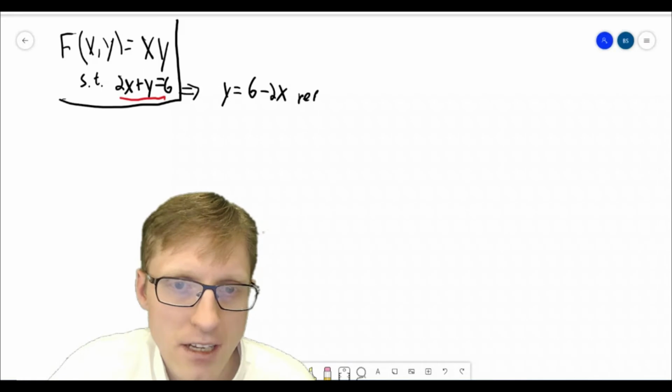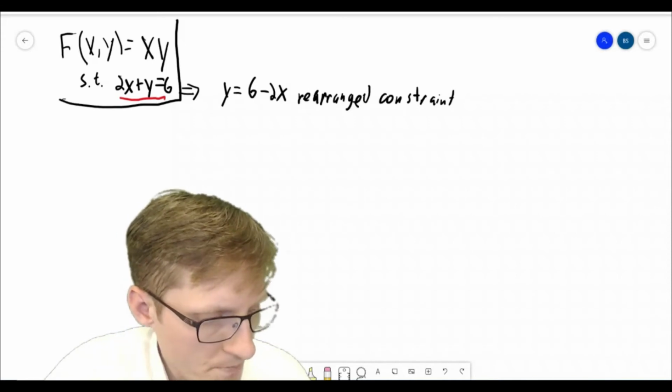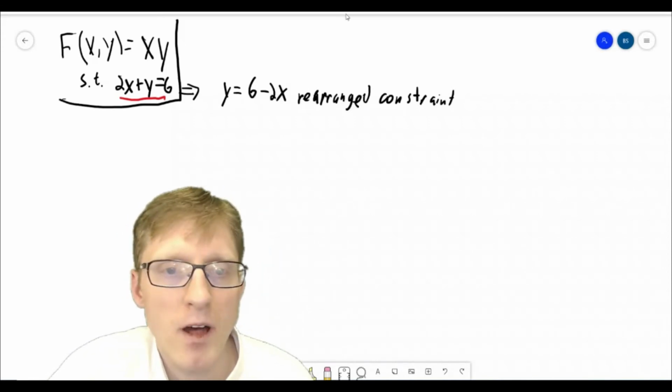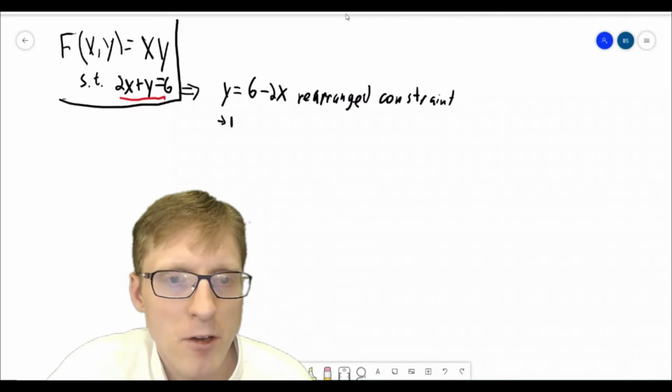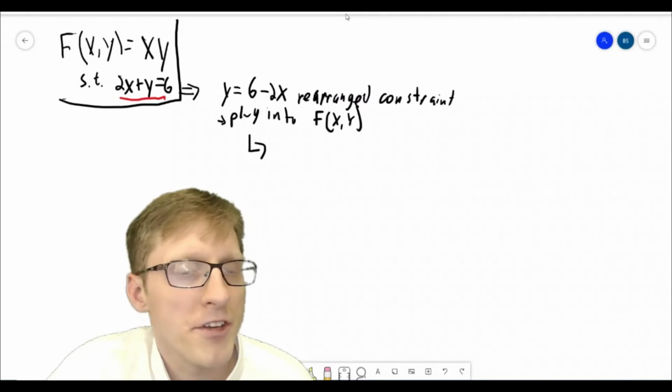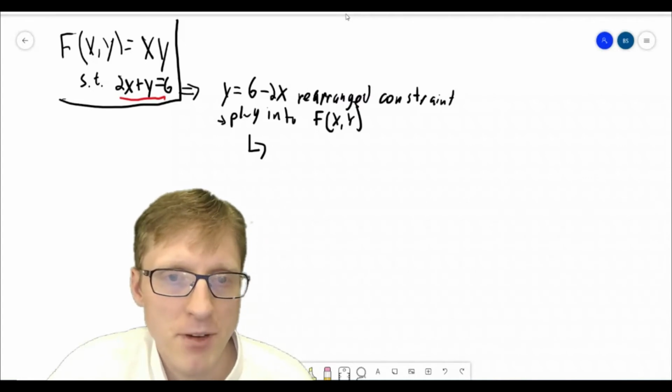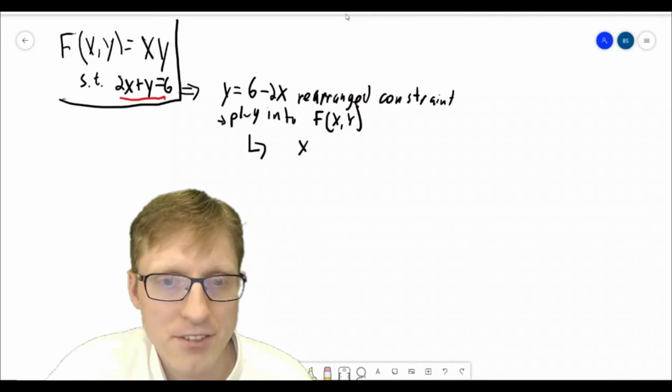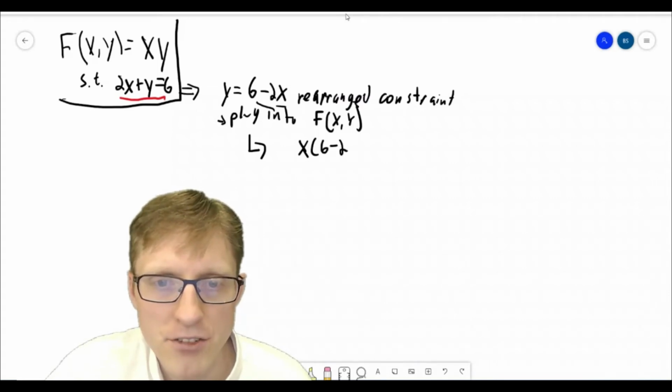Rearranged constraint. Then we can plug into the function that we're trying to maximize or minimize, which yields that the thing we're trying to maximize or minimize with this plugged in is x times y, which from this part here we know is equal to 6 minus 2x.